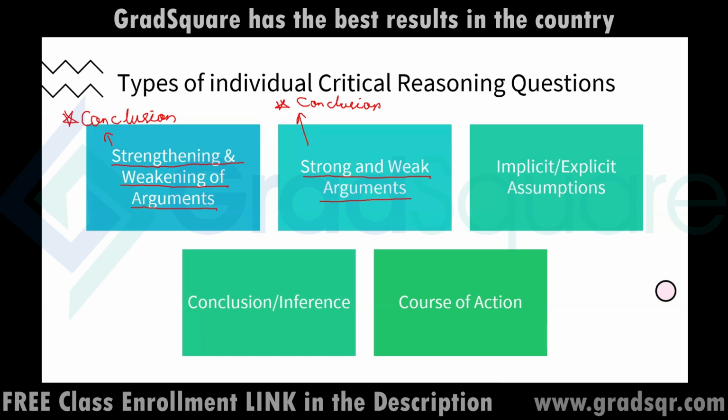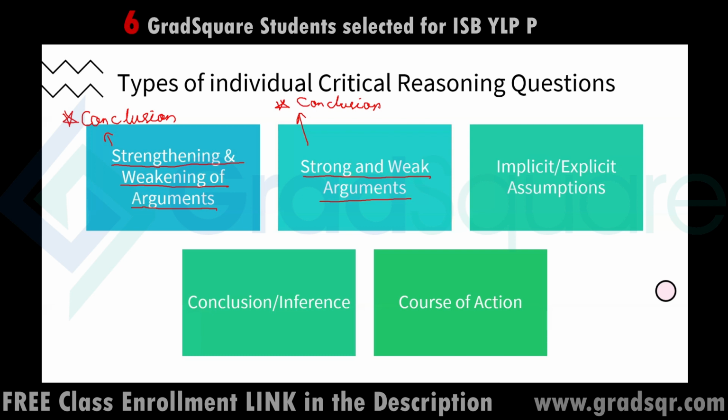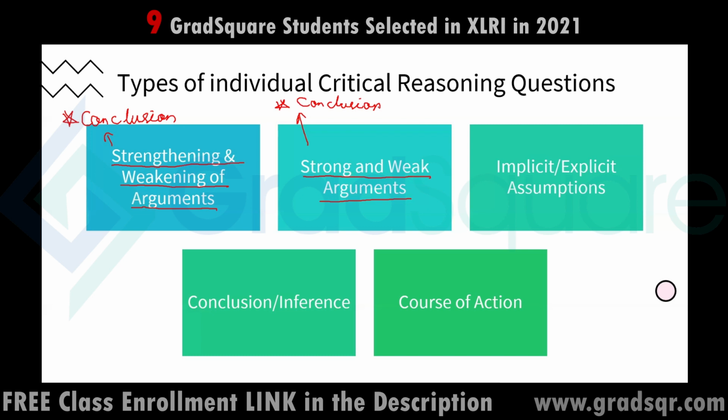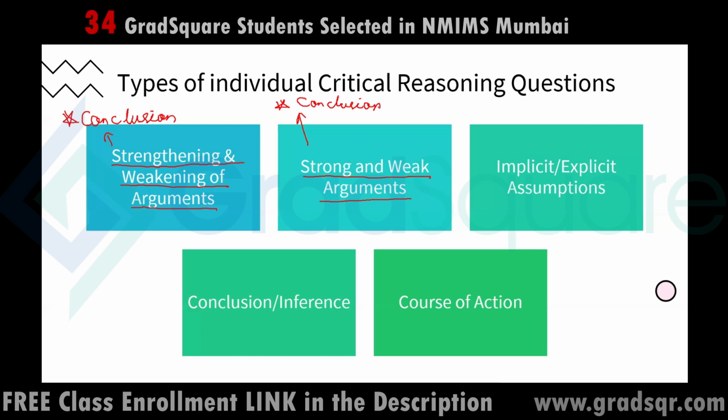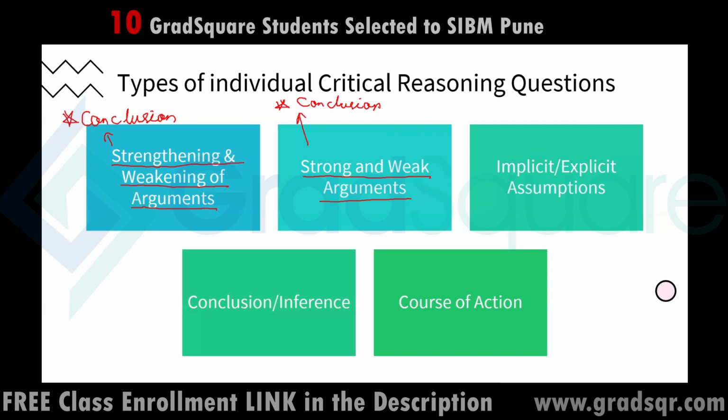So the choices for these questions will be option A, first argument is strong, second argument is weak. Option B, first argument is weak, second argument is strong. Option C, both first and second arguments are strong. Option D, neither first nor second are strong arguments. Okay. So we have to basically evaluate the strength of the argument given in the two statements.